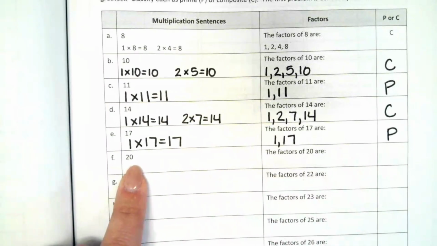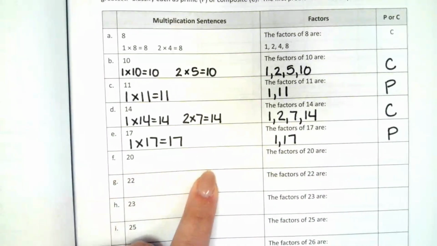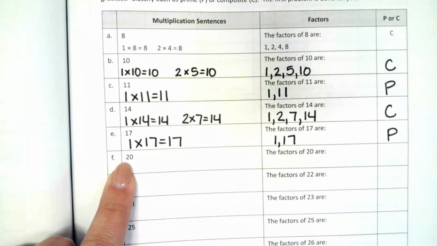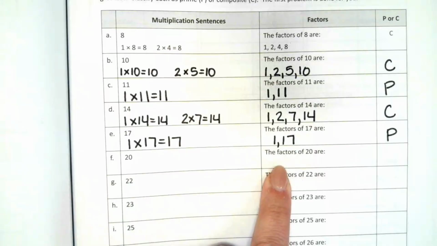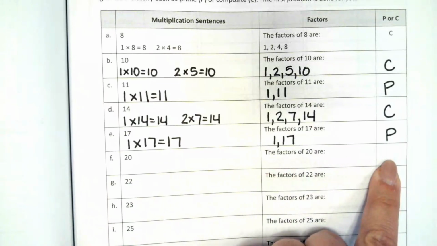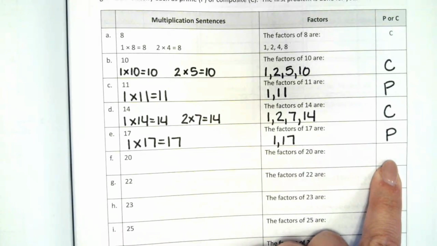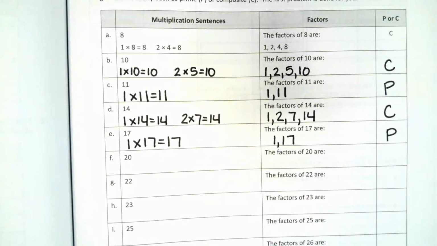Now try for the number 20. List some multiplication sentences that can equal 20. Then use the factors and put them in order from least to greatest and decide if it's prime or composite. Pause the video and do the work, and then press play when you're ready to check your work.